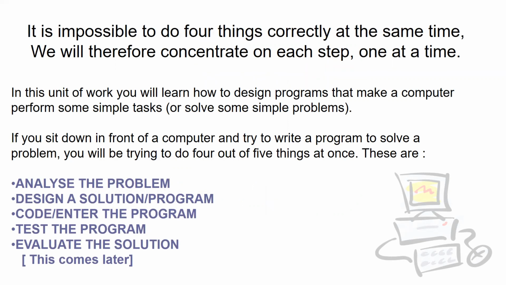It is impossible to do 4 things correctly at the same time. We will therefore concentrate on each step, one at a time. In this unit of work, you will learn how to design programs that make a computer perform some simple tasks or solve simple problems. If you sit down in front of a computer and try to write a program to solve a problem, you will be trying to do 4 out of 5 things all at once. What are these 4 out of 5 things that you are going to attempt? Analyze the problem, design the solution, code or enter the program, test the program, evaluate the solution.